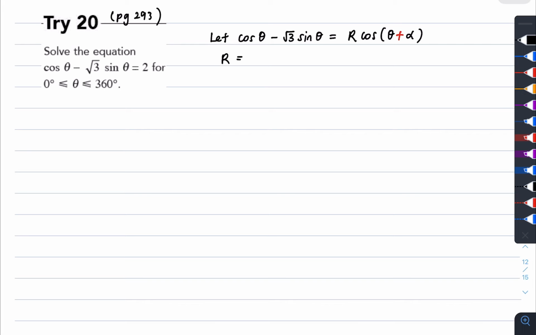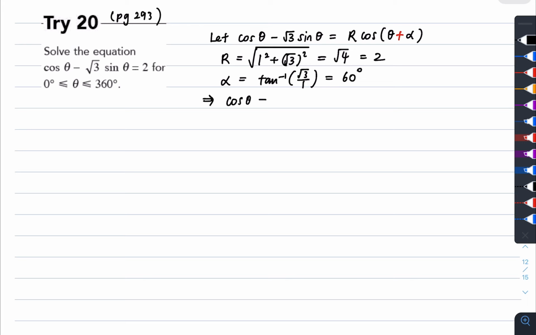So my R would be equal to, now there's an invisible 1 here, so this would be 1 square plus root 3 square. When I do all these things, it will be the square root of 4, which equals 2. Then my alpha is equal to tangent inverse of B over A. This is going to give me a very nice 60 degrees. So therefore, cos theta minus root 3 sine theta equals 2.